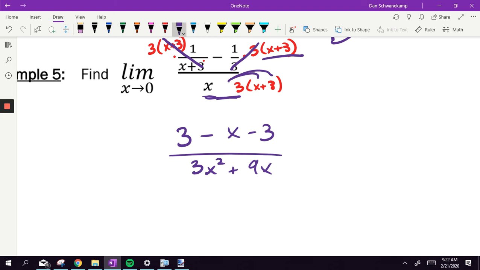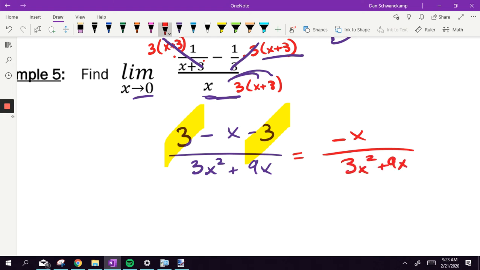Everybody good to that point? If we plug in 0 here, what's going to happen? I still get indeterminate form, so I didn't do anything yet because I still got to clean this up. And so on top, well, I've got a 3 and a negative 3. Those two things are going to cancel. So now I'm left with negative x over 3x squared plus 9x, which still is in indeterminate form. But we talk about factor, cancel, plug back in. We didn't factor here. We simplified, and then we have to cancel, because if we don't cancel, we're still going to have that hole in this problem.